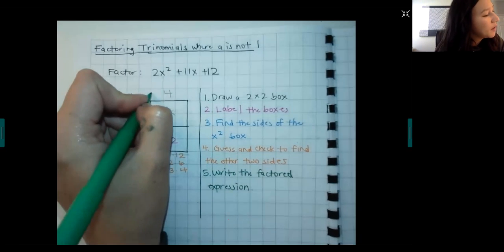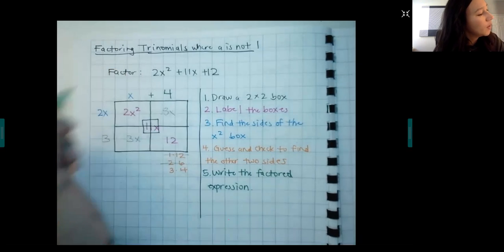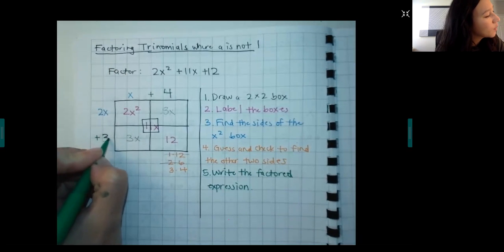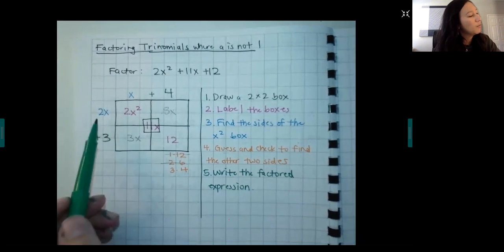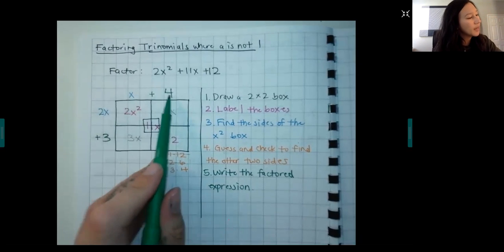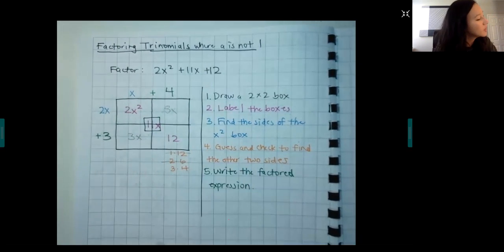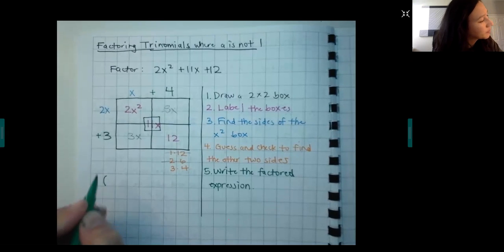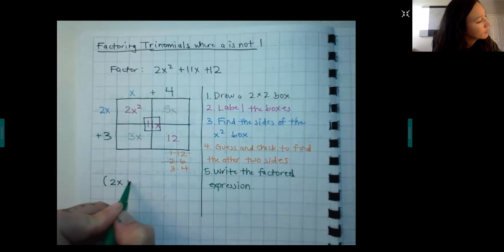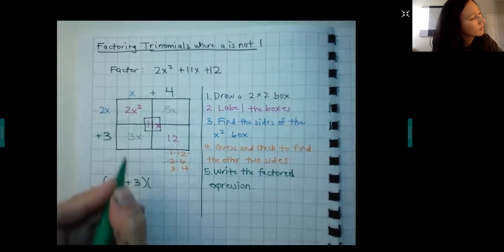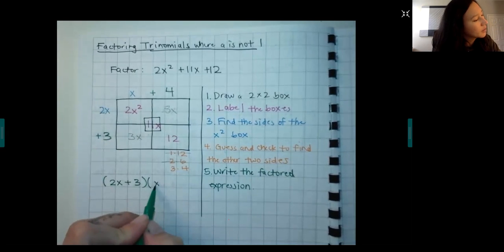So we now know that it's a +4 over here and a +3 over here. So if we multiply 2x plus 3 times x plus 4, that'll give us 2x squared plus 11x plus 12. Times x plus 4.